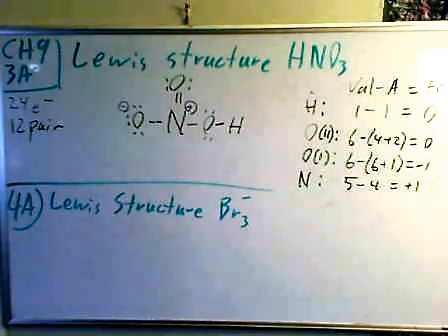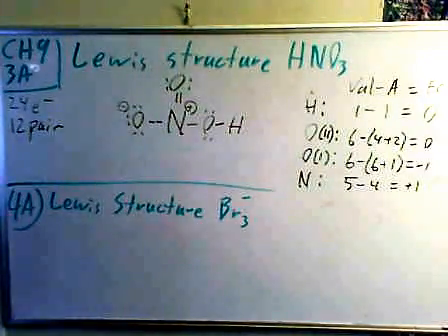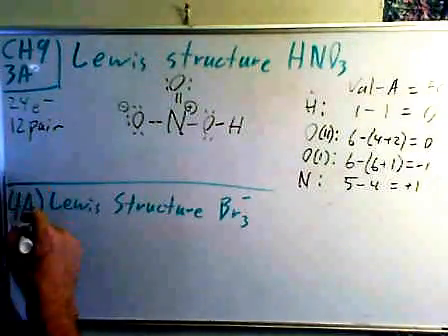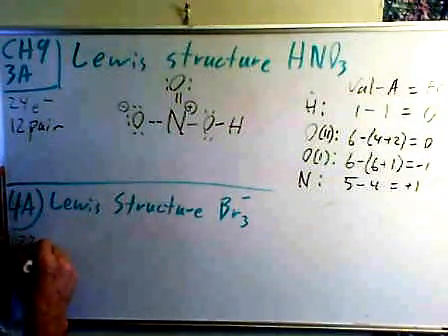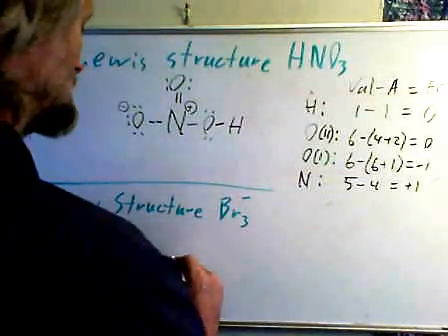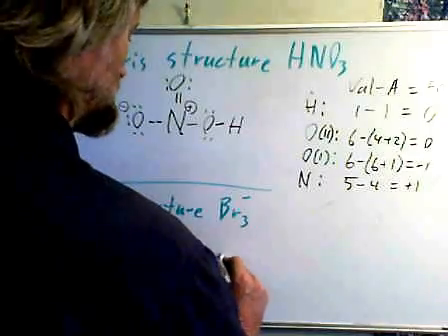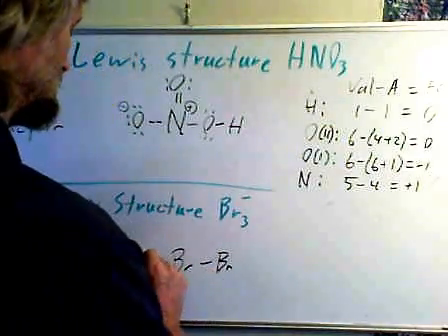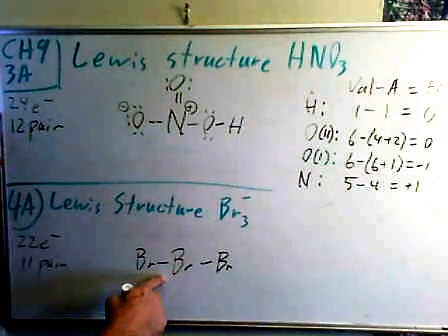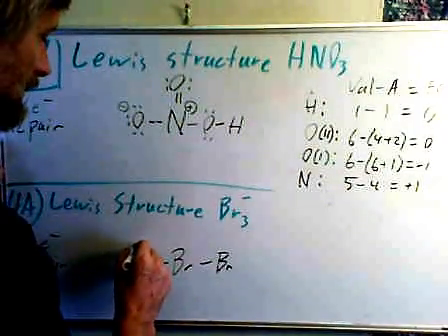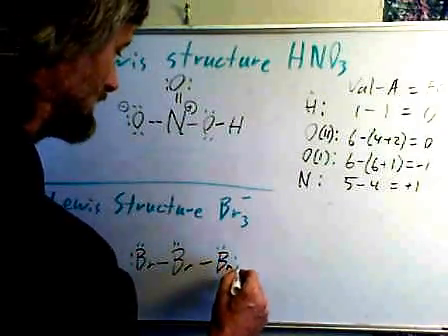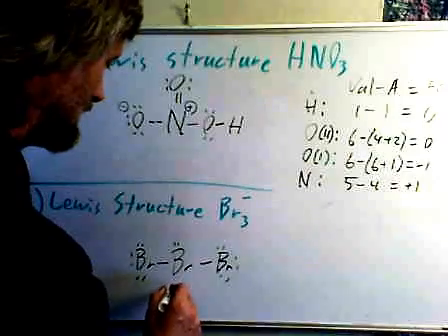Lewis structure for Br3 minus 1. We have 3 times 7 is 21, plus 1 for the charge, so 22 electrons, or 11 pair. So we're going to use 3 bromines in a line. One is a central element. That uses 2 pair, so we keep filling up. So 3, 4, 5, 6, 7, 8, 9, 10.